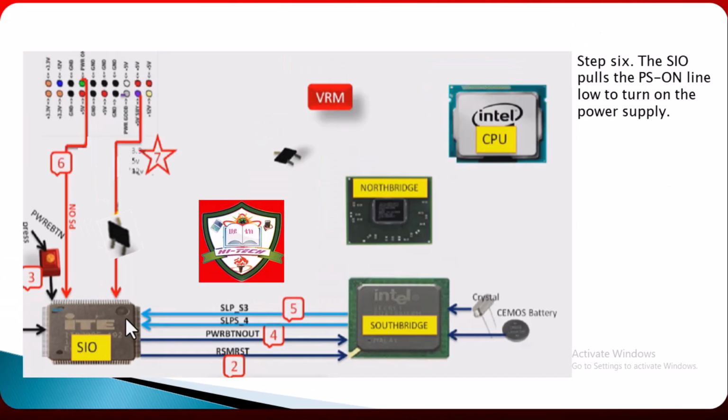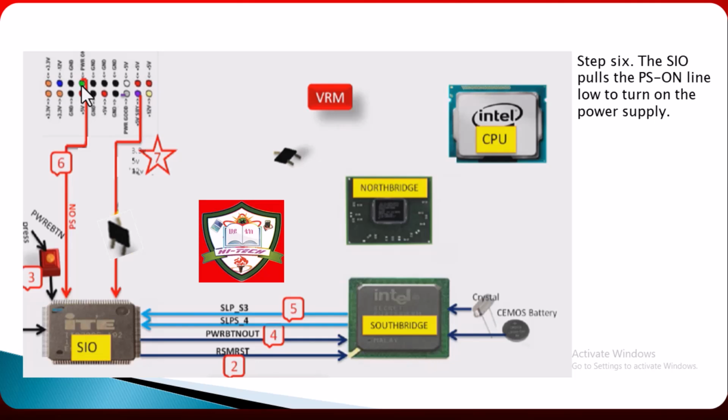Look at this one. The SIO pulls the power system on line low to turn on the power supply. Look, this is the green color wire of the power supply.